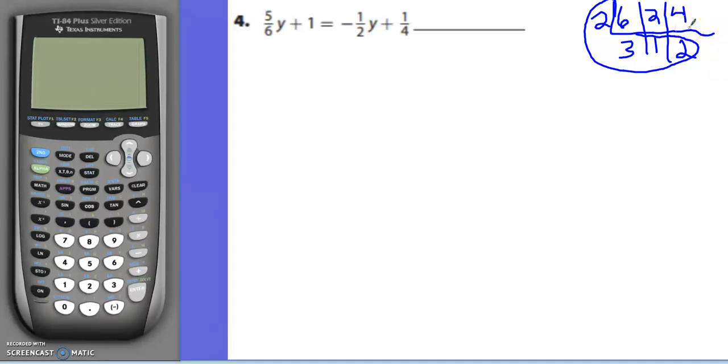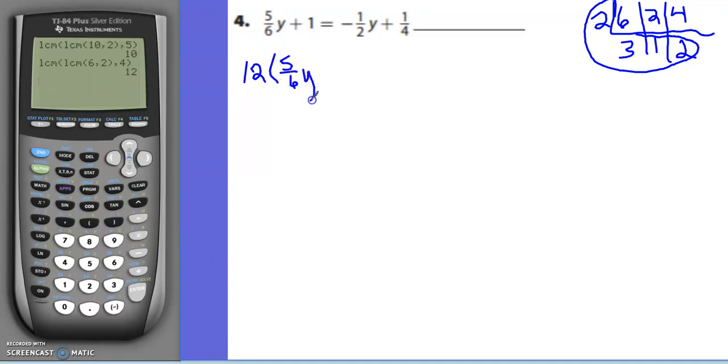If you don't like that, you can also use your calculator, and you can go to math, number, then go to 8 for LCM. Remember, we're doing it with 3 numbers, so we're going to go back to math, number, LCM, and then type in 6, comma, 2, parentheses, comma, 4, and we should get 12. Okay, so we're going to multiply both sides of the equation by 12.